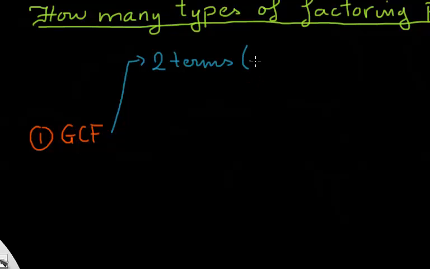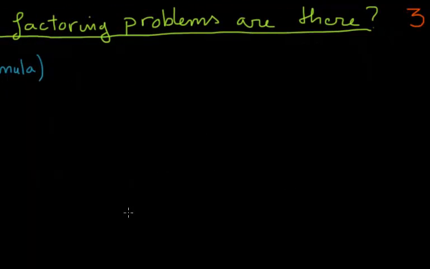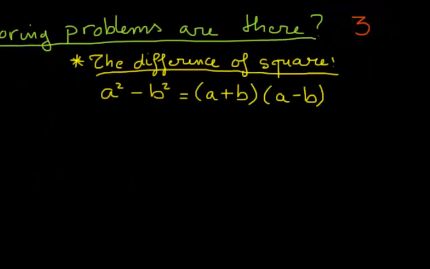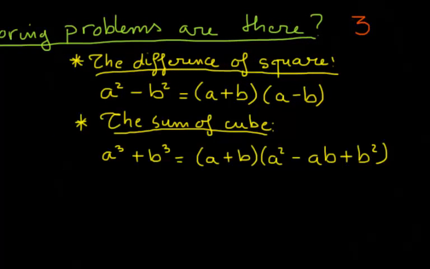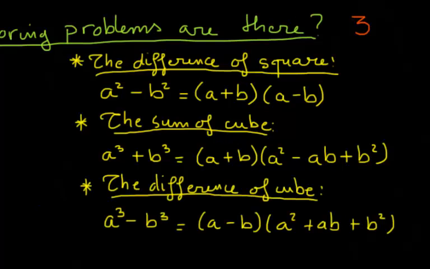When the problem has 2 terms, we will factor them by formula. There are 3 formulas in total. The first one is the difference of squares, which is a squared minus b squared equals a plus b times a minus b. The second one is the sum of cubes, which is a to the third plus b to the third equals a plus b times a squared minus ab plus b squared. The last one is the difference of cubes, which is a to the third minus b to the third equals a minus b times a squared plus ab plus b squared.